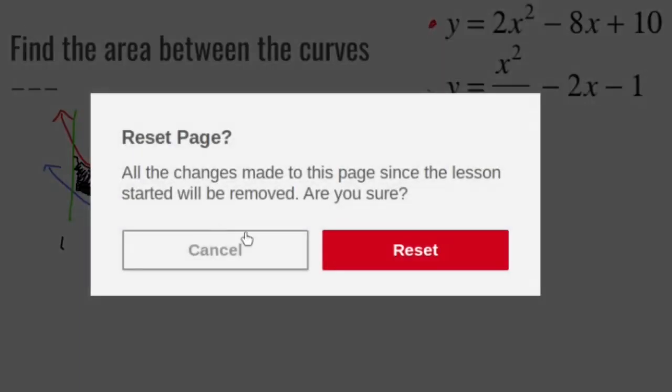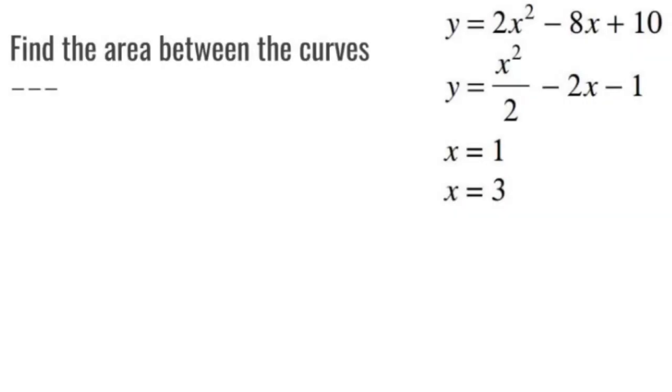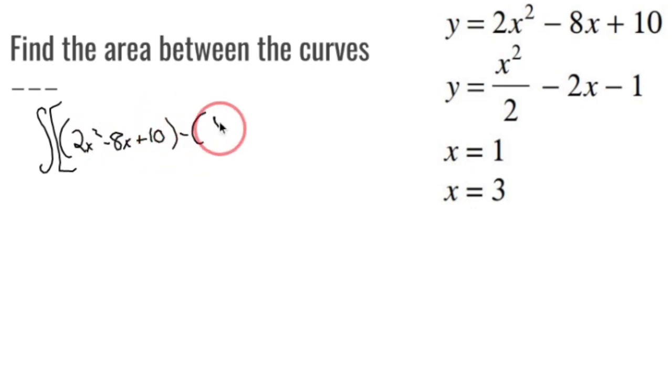So let me erase all of this, hit the reset button. Let's go for it. Now I'm going to write out this really big integral, where I have, and you know what, let me put this whole thing in brackets, otherwise it's technically not sound. 2x squared minus 8x plus 10 minus x squared over 2 minus 2x minus 1, close it, bracket it, dx.